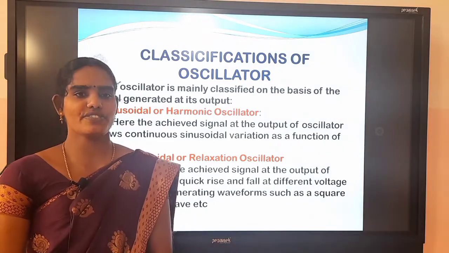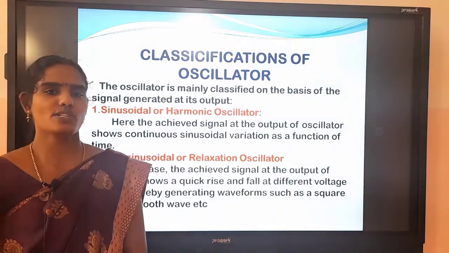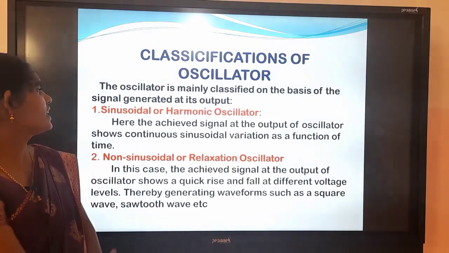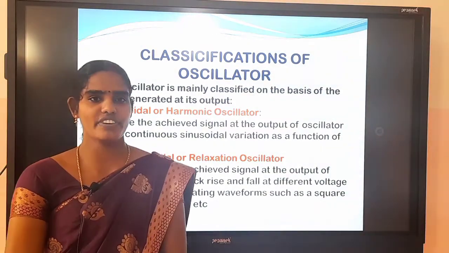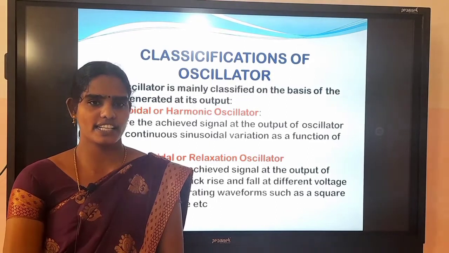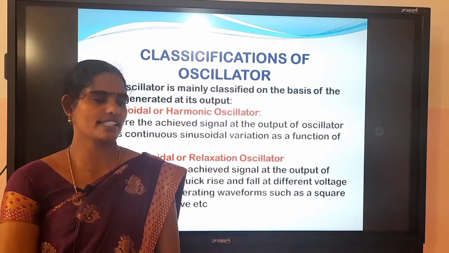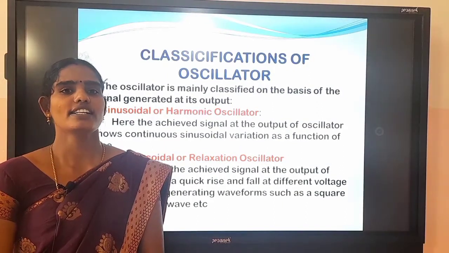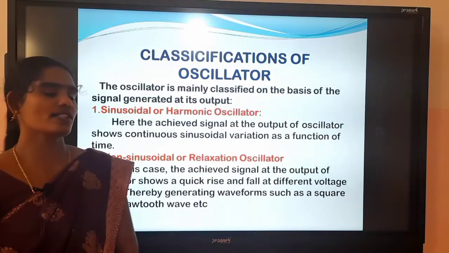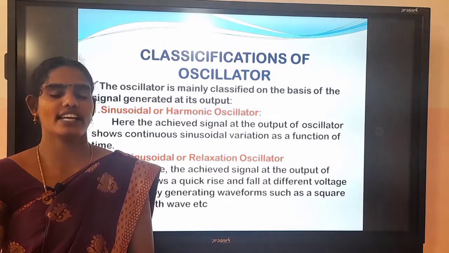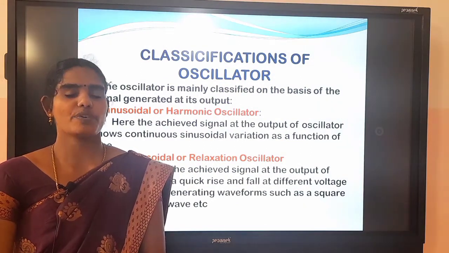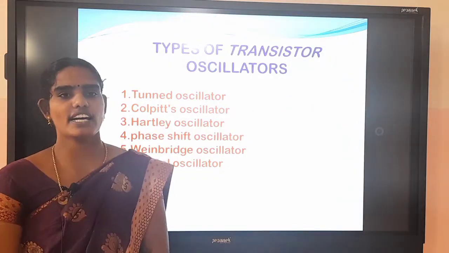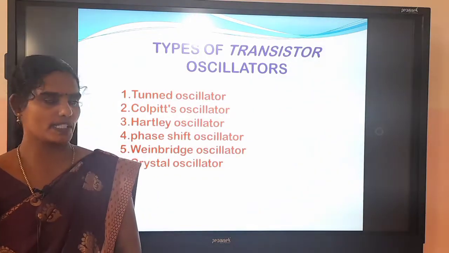Next, the classification of oscillators. These are classified into many types. Based on the output waveform, they are classified into sinusoidal oscillators and non-sinusoidal oscillators. The sinusoidal oscillator's output waveform is a sine wave, and the non-sinusoidal oscillator's output wave is a sawtooth wave, ramp wave, square wave, etc.